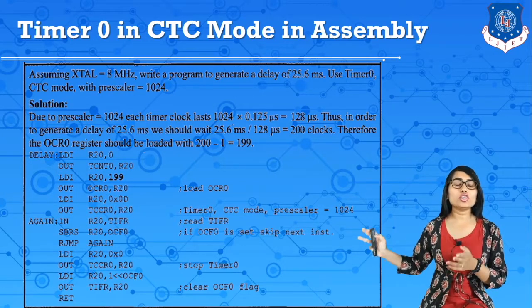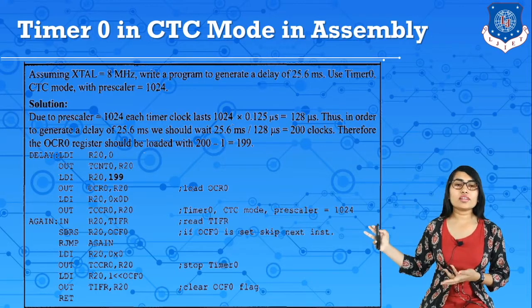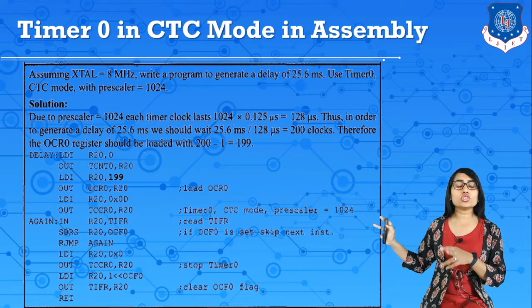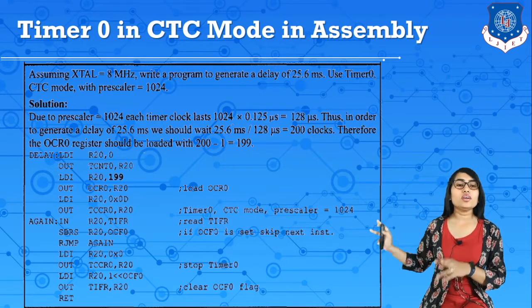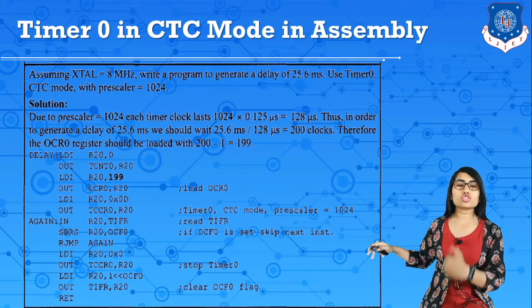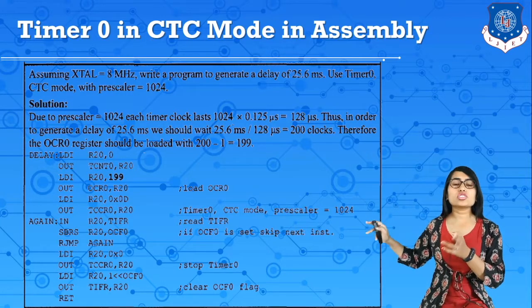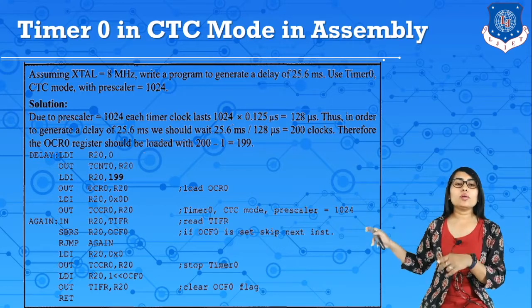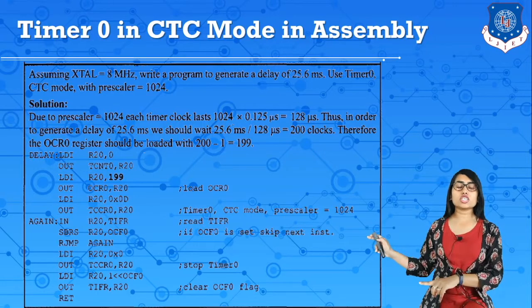Now continuously read the TIFR register. In the TIFR register, whenever OCF0 is equal to 1, then we jump to the next instruction when the counter stops. But if OCF0 is equal to 0, then it jumps to the again loop. So it will continue until OCF0 is equal to 1.